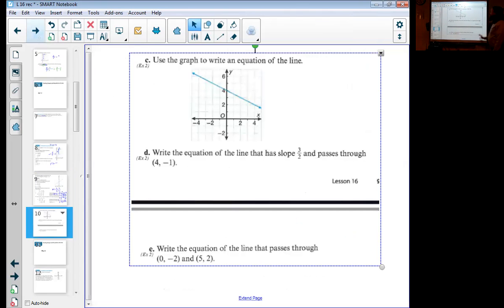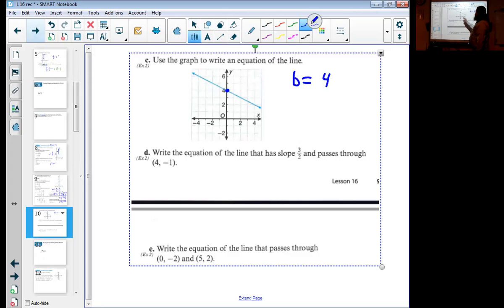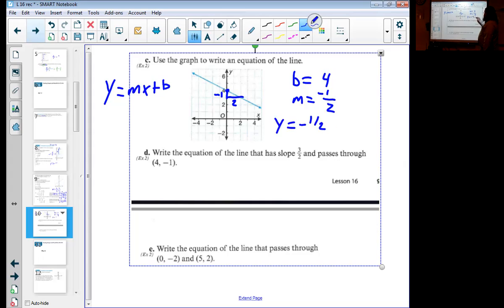All right, let's use the graph to write an equation of the line. So here we can clearly see that it goes through the point 0, 4. And then we now need to find the slope. So b is equal to 4. When you find the slope, it goes down 1, so it's -1 over 2. Now we can just plug that into our y equals mx plus b. And we have y is equal to -1/2 x plus 4.